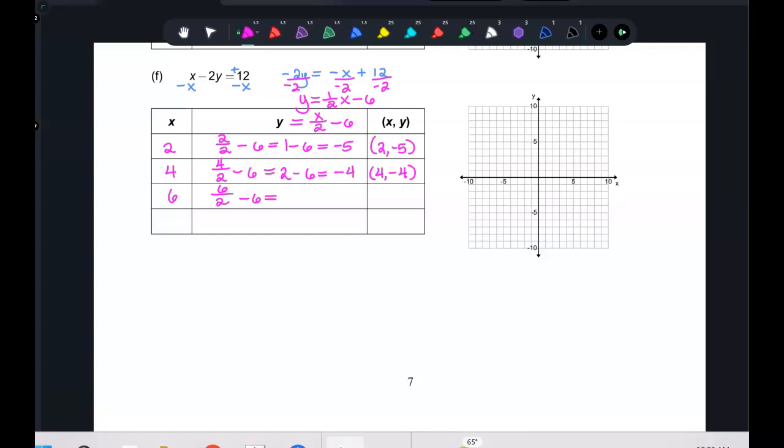It's 3 minus 6, which is negative 3. So 6 over negative 3. Okay, so 2, negative 5. 4, negative 4. And 6, negative 3. Oh, see, even I made a mistake here. I got it. Here, and 6, negative 3. It looks like, yes, excellent. Yay. Perfect, guys.